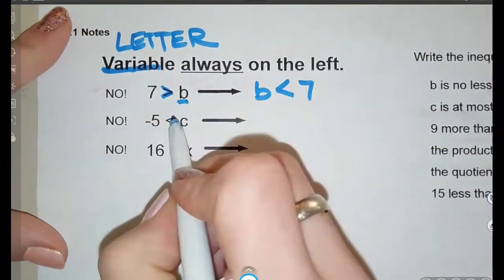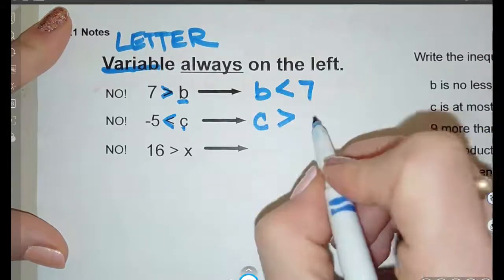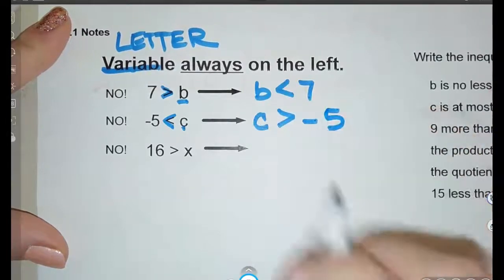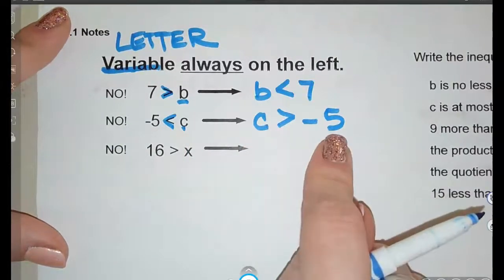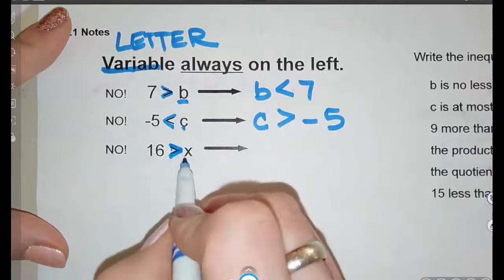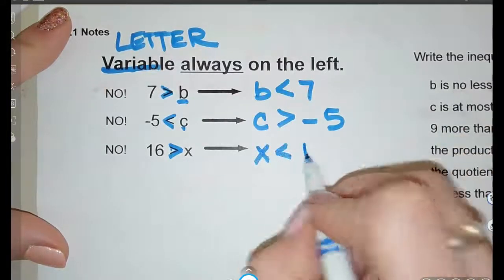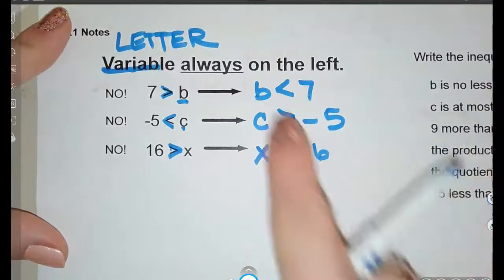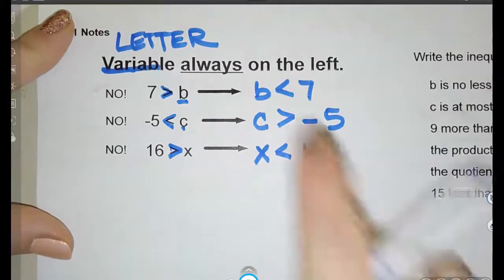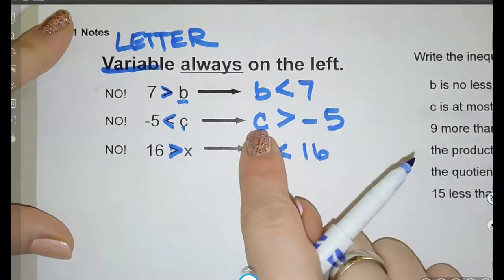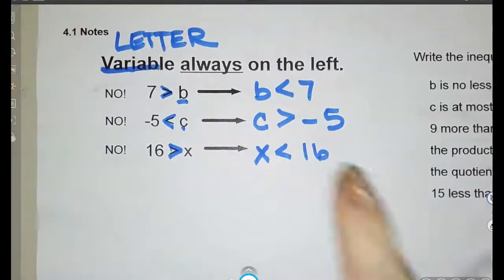Okay, here I notice the open side is towards the C. I want to write the C first, still the open side towards the C, and then -5. So when I take this and spin it around, now it says C is greater than -5. Okay, or here the pointy side towards the X, pointy side still towards the X, spin the whole thing around, and now I get this. This is the correct way to write them, with the variable on the left, so that you can read it. Right? B is less than 7, C is greater than -5, X is less than 16. Okay?